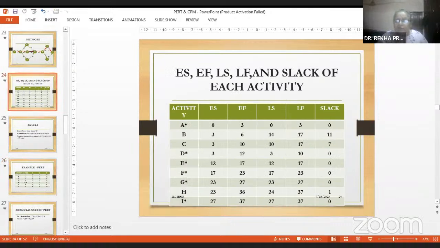Then you find the slack. Slack means, is there any chance of time to just relax? So that is the difference between either the late start and early start, or late finish and early finish. If your calculation is correct, both should be equal. So we see in activity A, activity D, activity E, activity F, activity G, and activity I, there is no slack. That means that is the critical path. Critical path means there is no slack. You don't have any scope of relaxation.